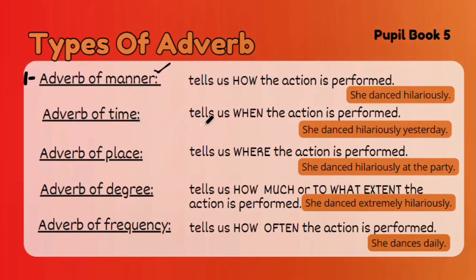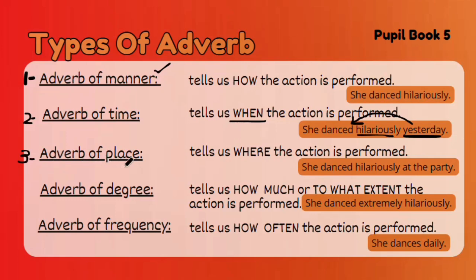Right? Next we have adverb of time. Adverb of time tells us when the action is performed. For example, a work is done, but when? So if there is a word that is telling you about the time of an action, it will be an adverb, but adverb of time. For example, she danced hilariously yesterday. Now, this word yesterday is telling us when the action was performed or when she danced. So, yesterday will be your adverb of time.